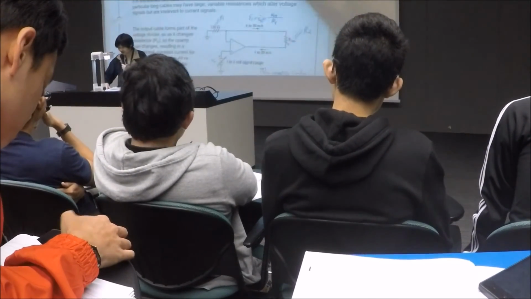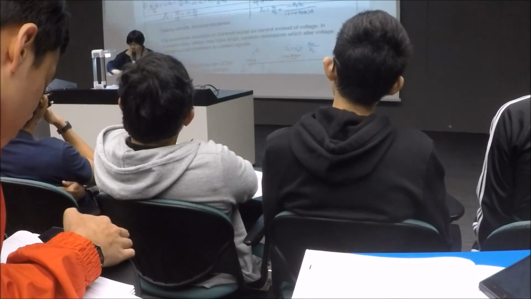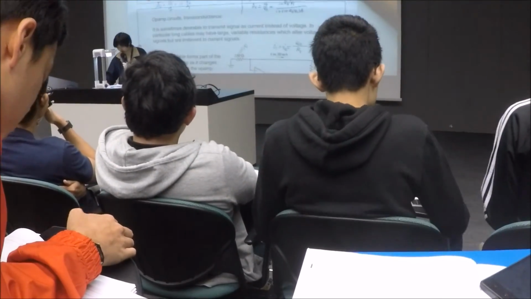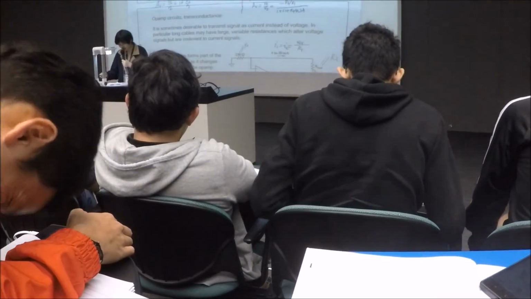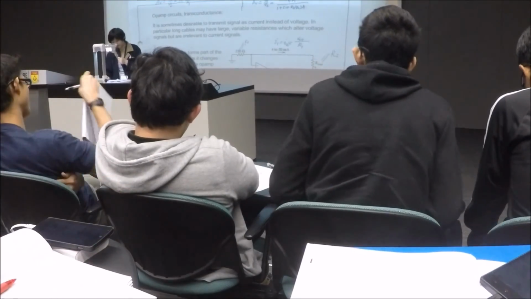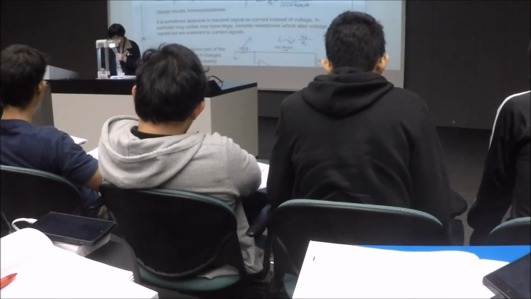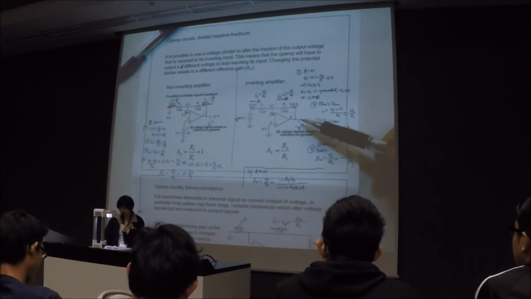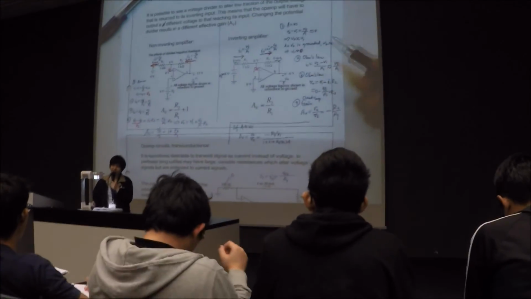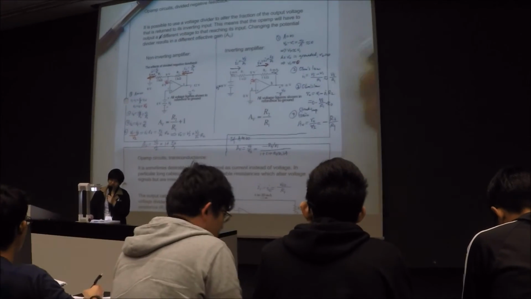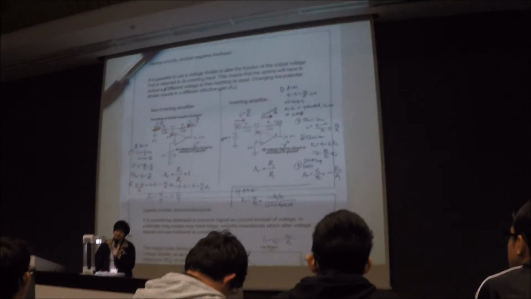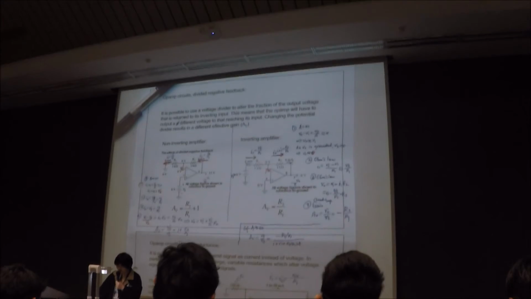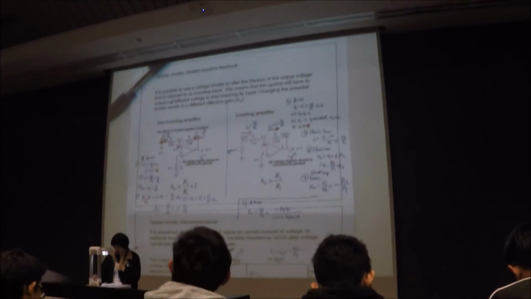So let's look at two configurations in detail. The first one, we look at the inverting amplifier. I hope you can see. The way to analyze circuitry with an op amp is always to assume that the amplification is infinite.